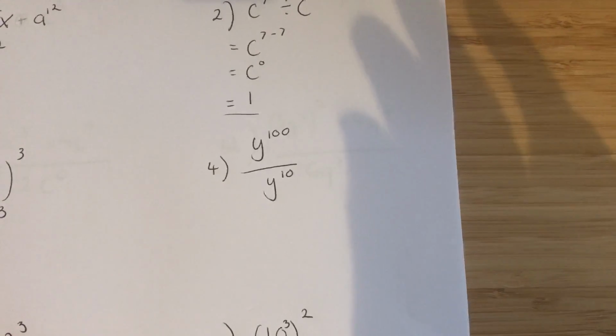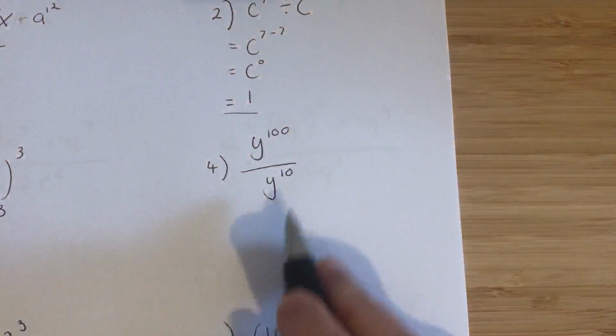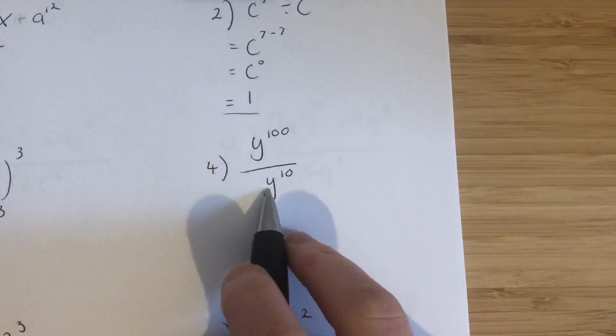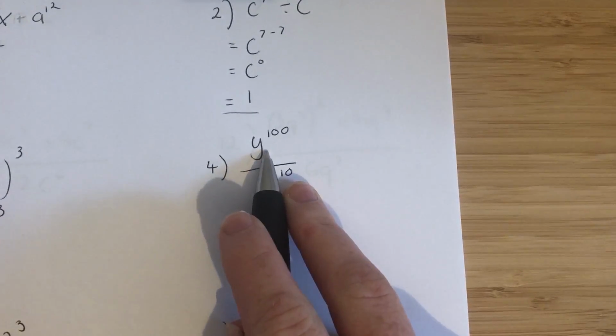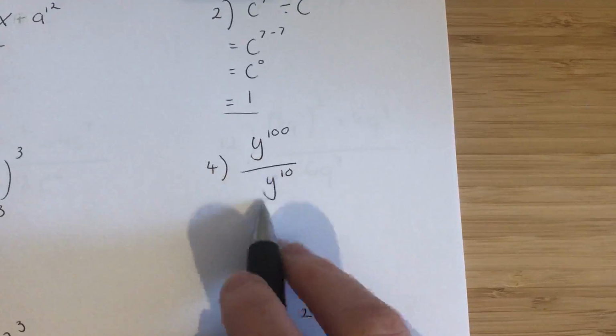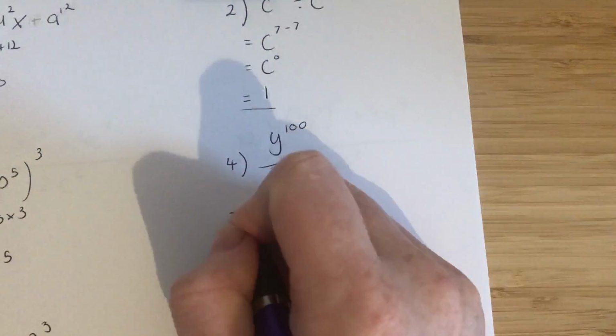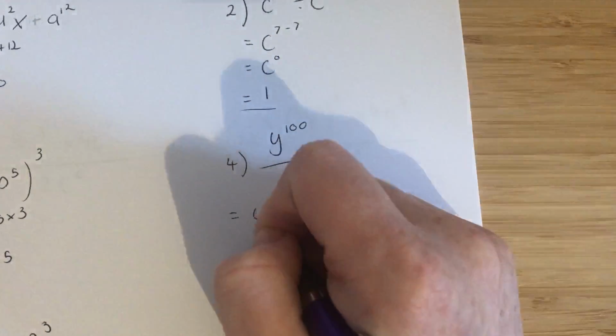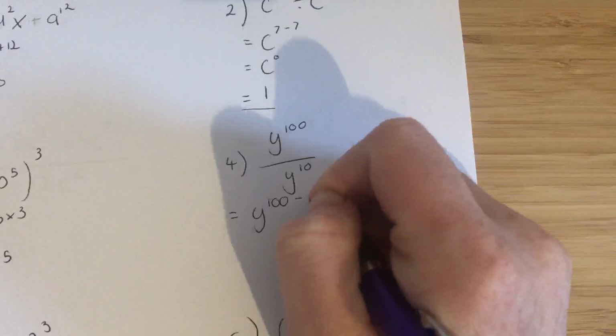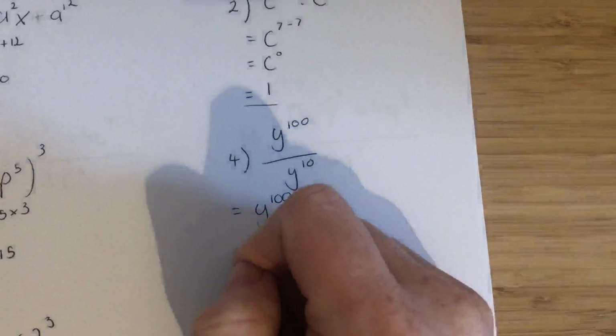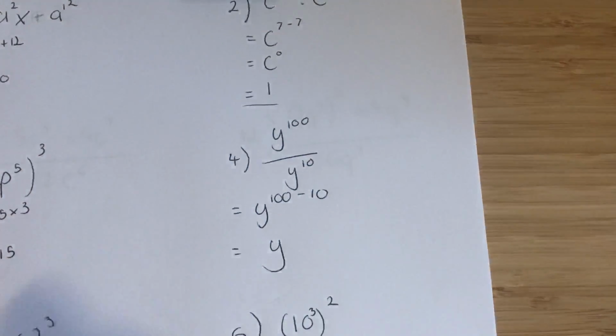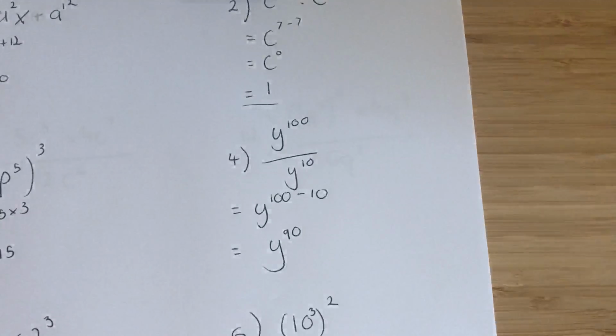Next one here. y to the power of 100 over y to the power of 10. So obviously if we've got this fraction bar, that means divide. y to the power of 100 divided by y to the power of 10. So when we are dividing, we know that we subtract the powers. So 100 minus 10. So that becomes y to the power of 90.